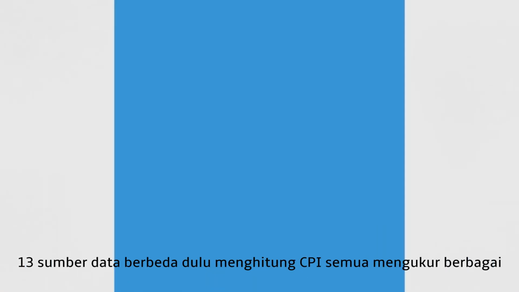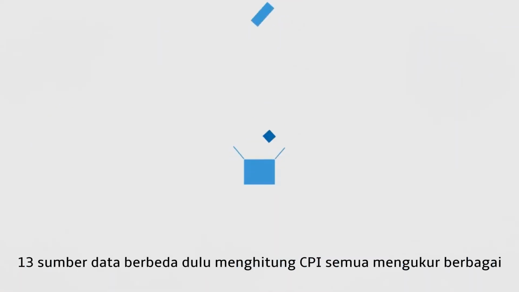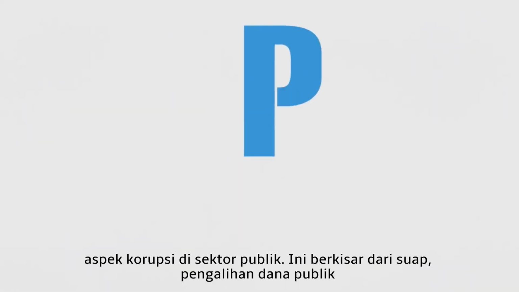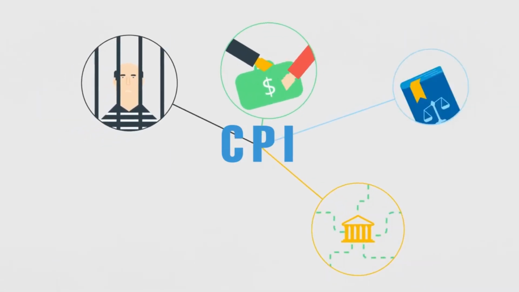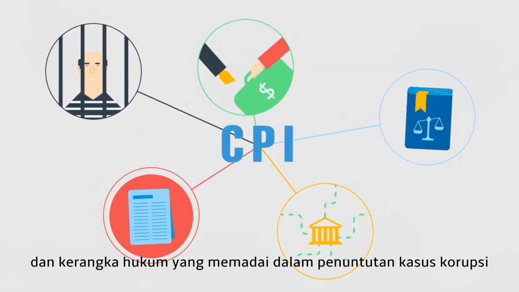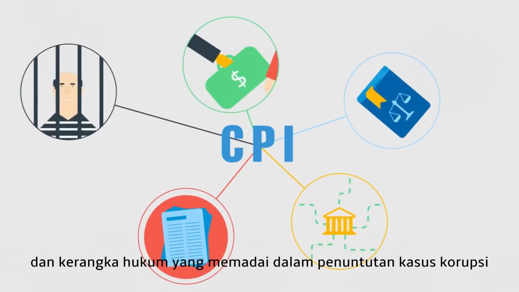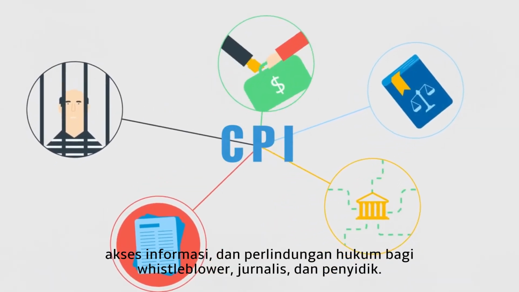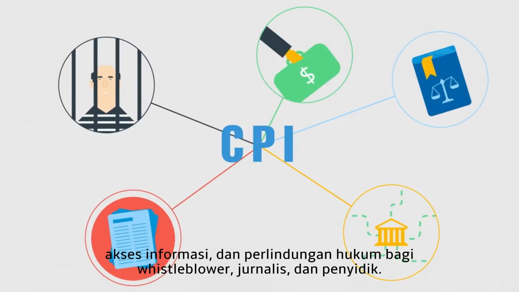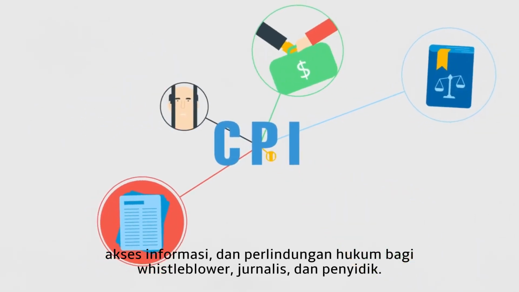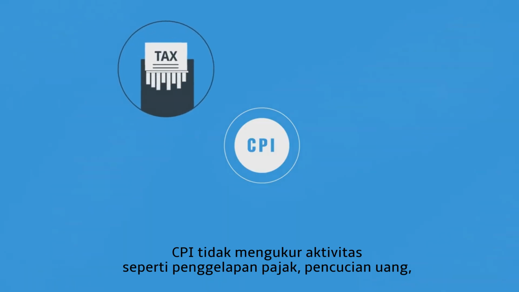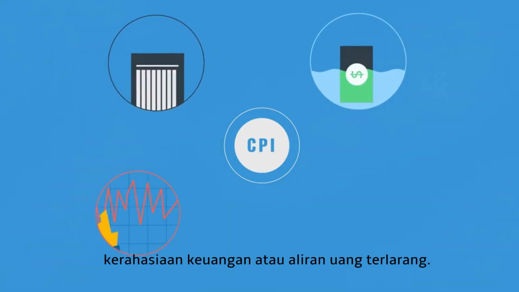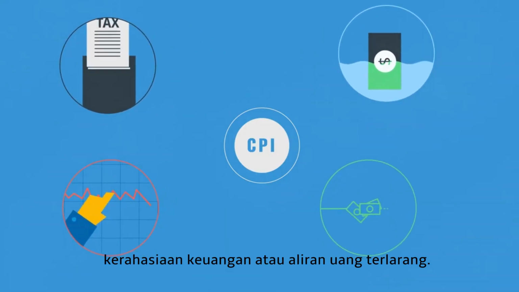The 13 different data sources used to calculate the CPI all measure various aspects of corruption in the public sector. This ranges from bribery, the diversion of public funds, and the effective prosecution of corruption cases, to adequate legal frameworks, access to information, and legal protections for whistleblowers, journalists, and investigators. The CPI does not measure activities such as tax fraud, money laundering, financial secrecy, or illicit flows of money.